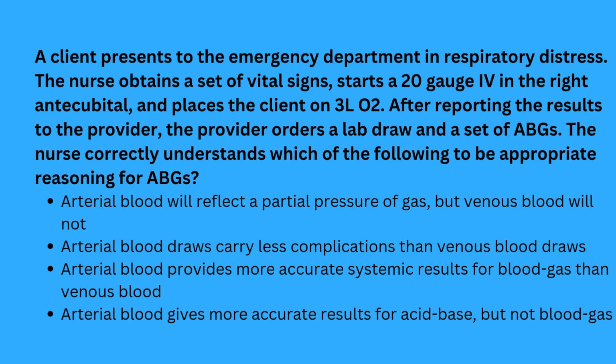Arterial blood will reflect a partial pressure of gas, but venous blood will not. Arterial blood draws carry fewer complications than venous blood draws. Arterial blood provides more accurate systemic results for blood gas than venous blood. Arterial blood gives more accurate results for acid-base, but not blood gas.